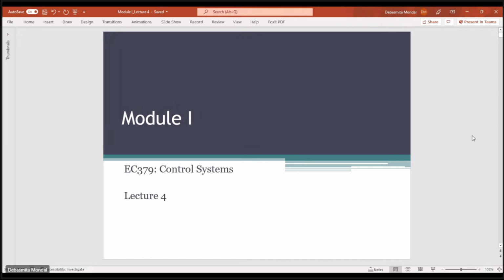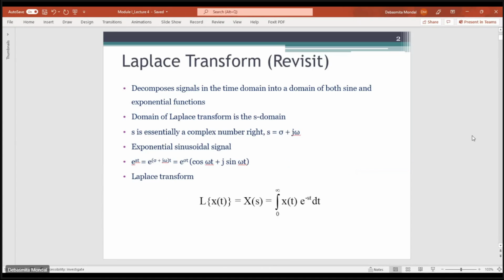But before moving into the transfer function modeling, we'll revisit a little bit of our mathematics, because those things will be necessary while we are dealing with different kinds of transfer functions. Okay, so first of all, we'll talk a little bit about the Laplace transform. You all have studied this Laplace transform.